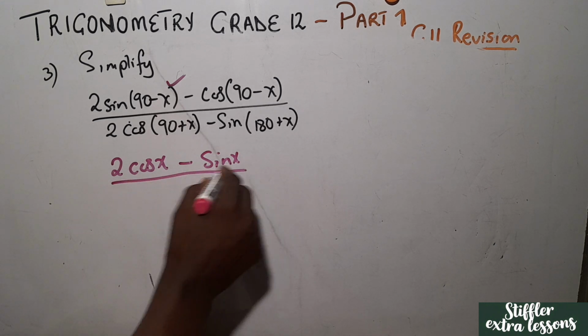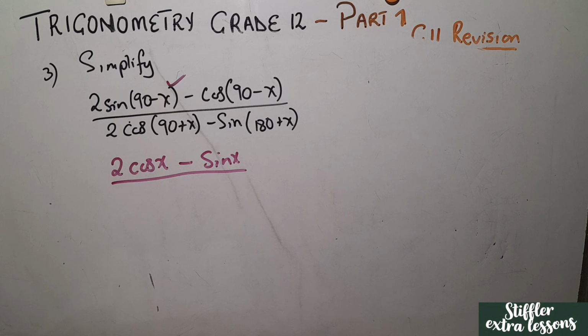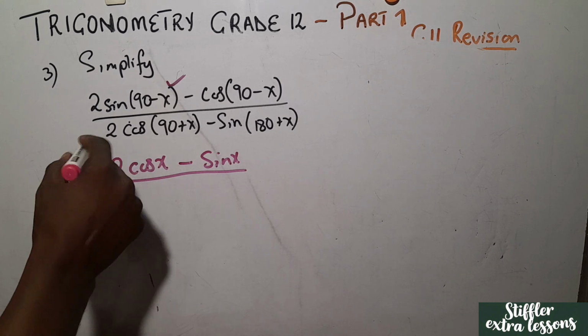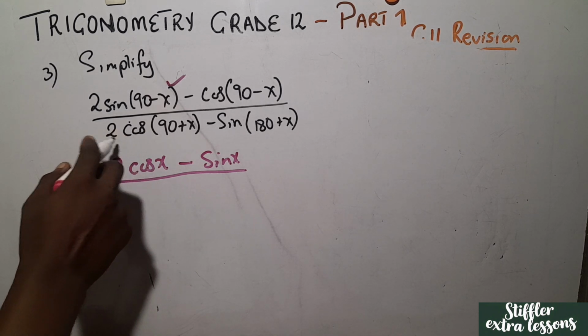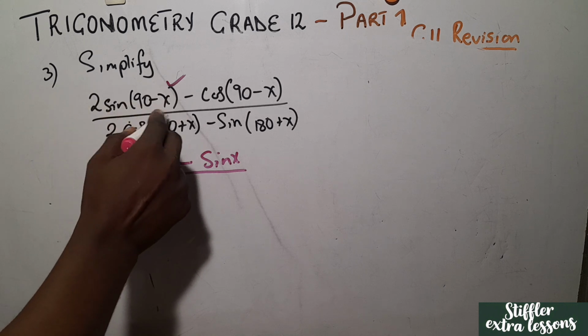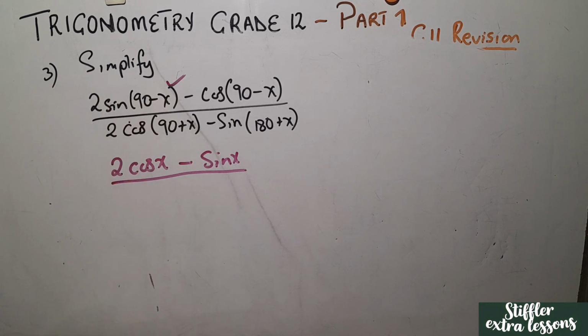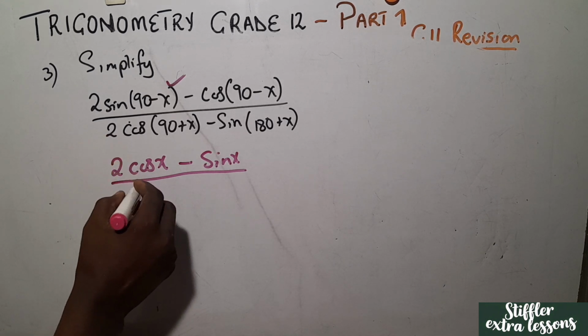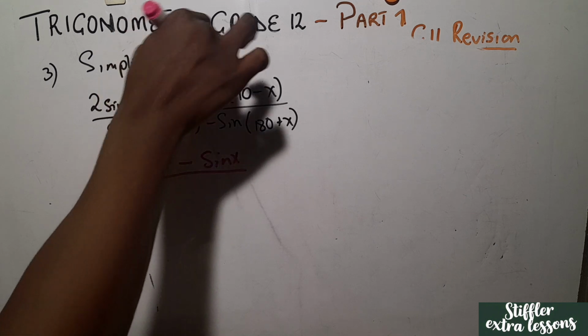all over. And now let's take a look at this now. What happens with this? So here we're having 2 cos (90 plus x). If it is 90 plus x, it means that it is going to change into what? Into negative sine.